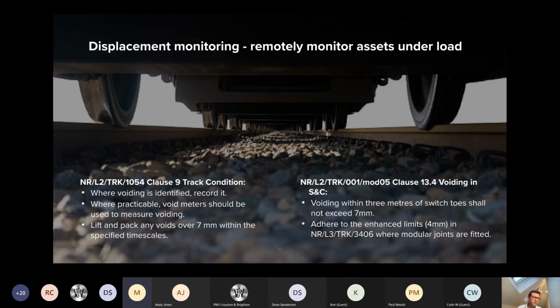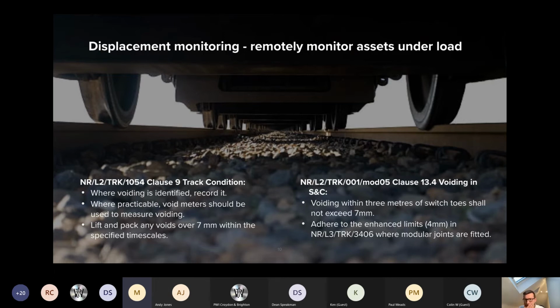But the thing is, the 054 standard says when voiding is identified, record it. How do you record it? You're not allowed to be trackside when the trains are running, or it's very difficult to be trackside when the trains are running. Fitting void meters is practicable, but it's quite hard. You've got to go back twice. You've got to fit them and then go back the following day to take the measurements, and you've got to lift and pack any voids within 7 millimeters. So we've got standards in the railway that are actually quite hard to manage on a practical level, and that's one of the things that Connex can offer.